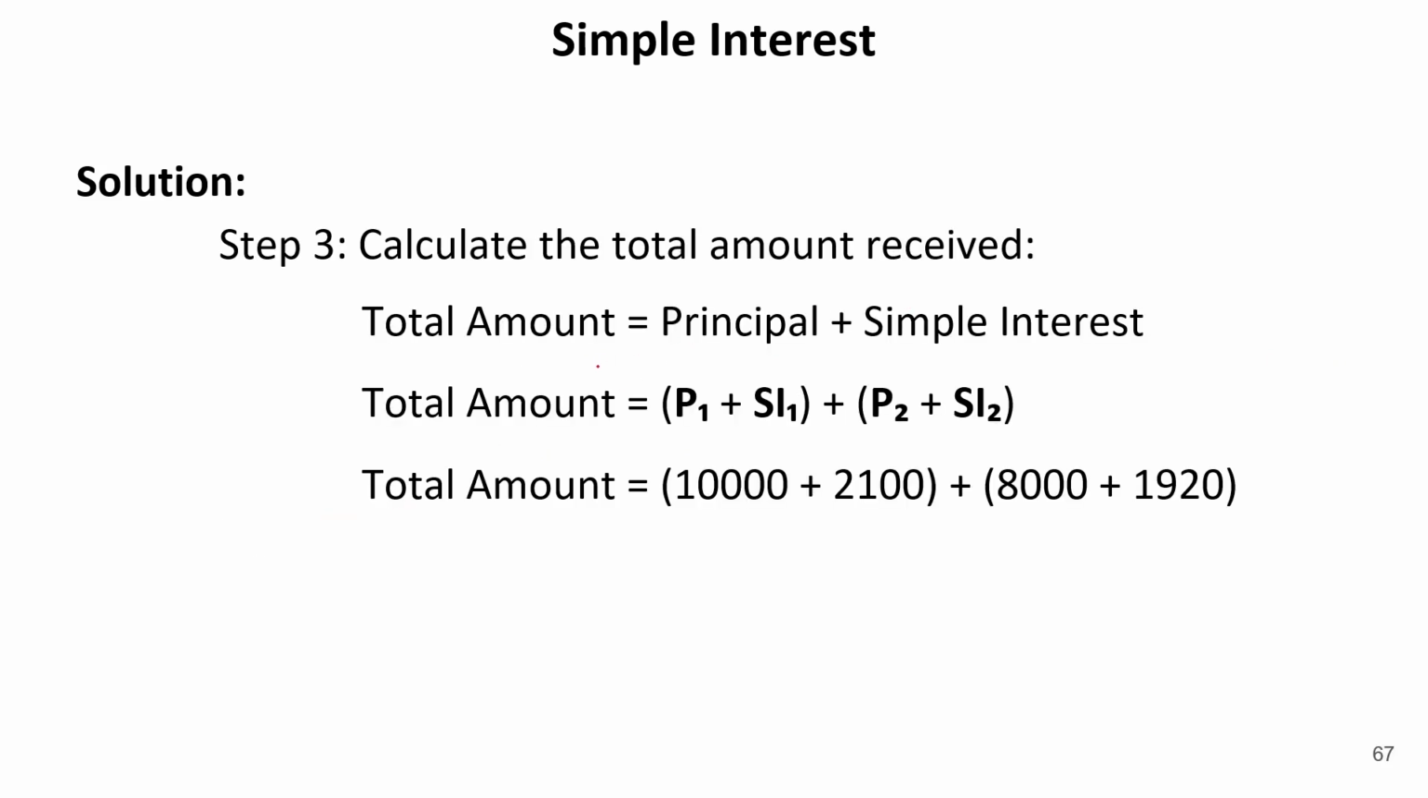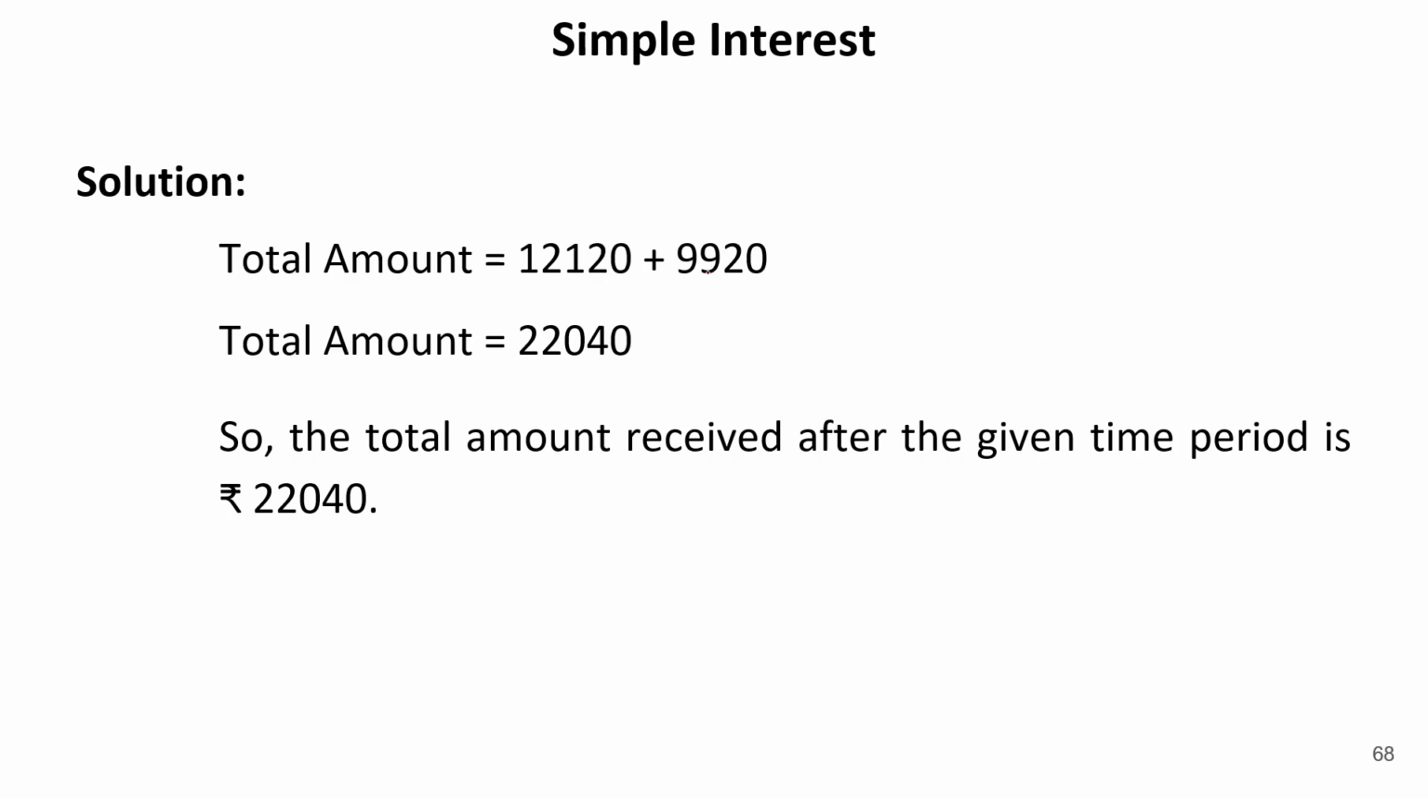So calculate the amount received. Total amount is equal to principal plus simple interest. So the total amount is equal to 10,000 plus 2,100, and 8,000 plus 1,920. So the total amount became 22,040. So the total amount received after the given period of time is 22,040.